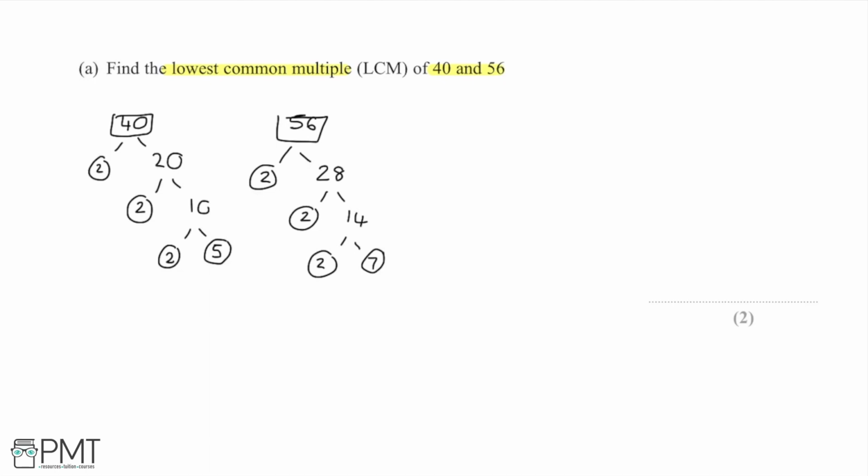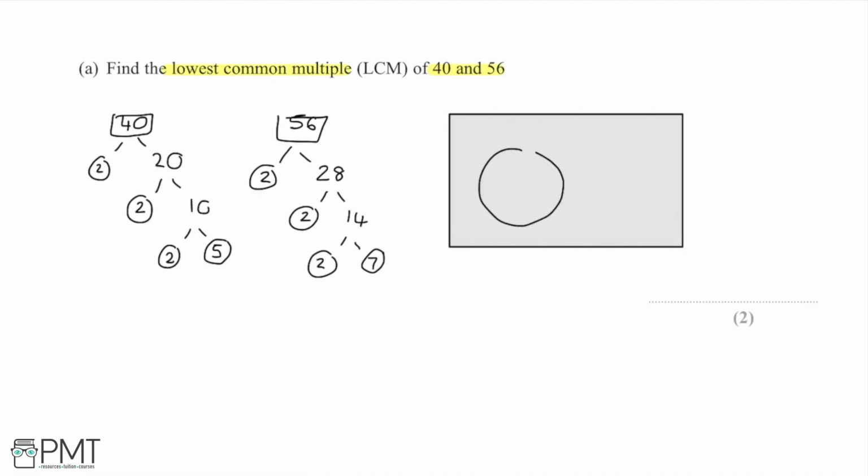Now to find the lowest common multiple of these, I'm going to put them into a Venn diagram. So if I take a Venn diagram and I have my two circles, and I'll label this one 40 and this one 56. Now I can put my prime factors in here. So as you can see, we've got 3 2's that are the prime factors of 40, and also 3 2's for 56. So these can go in the intersection of the Venn diagram, the points where they cross.